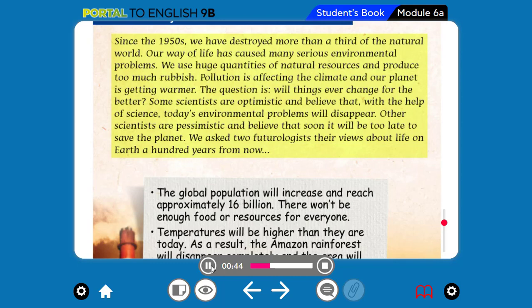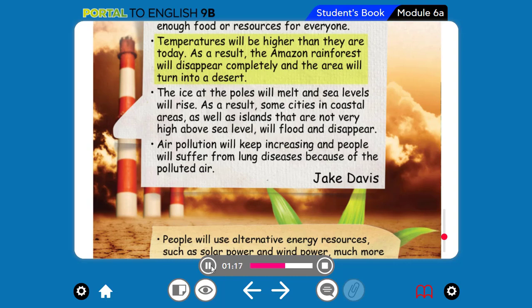Some scientists are optimistic and believe that with the help of science, today's environmental problems will disappear. Other scientists are pessimistic and believe that soon it will be too late to save the planet. We asked two futurologists their views about life on Earth 100 years from now. The global population will increase and reach approximately 16 billion. There won't be enough food or resources for everyone. Temperatures will be higher than they are today.